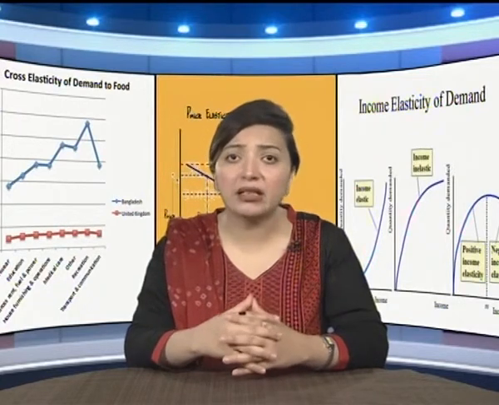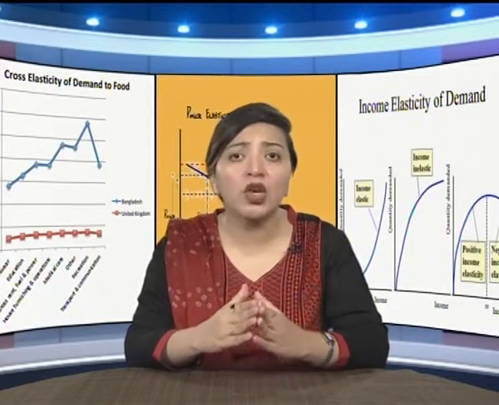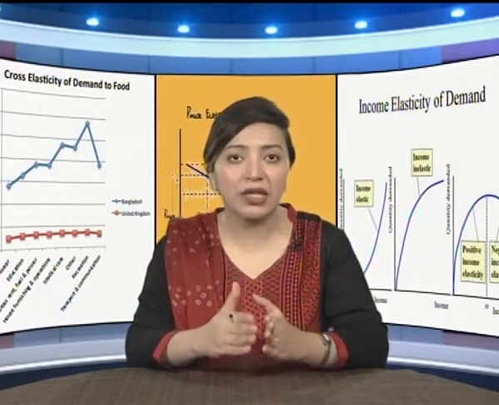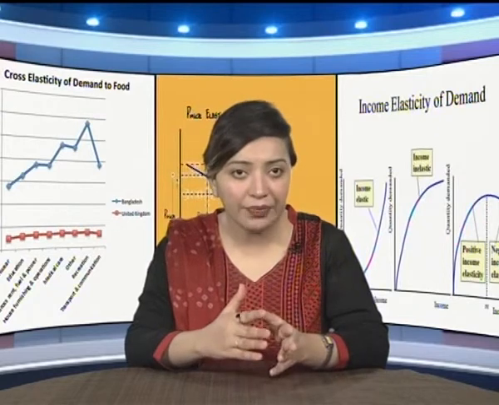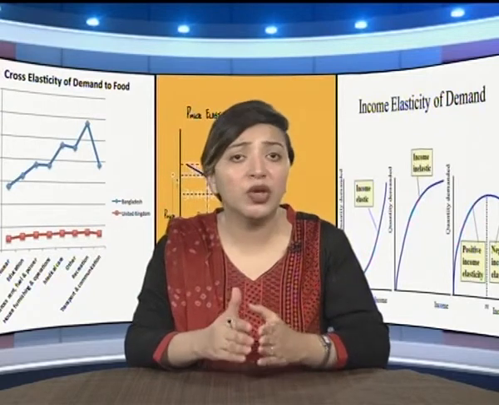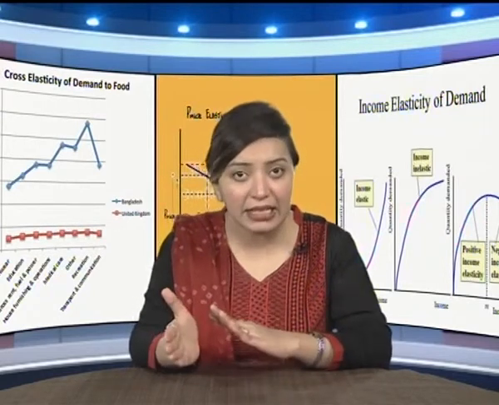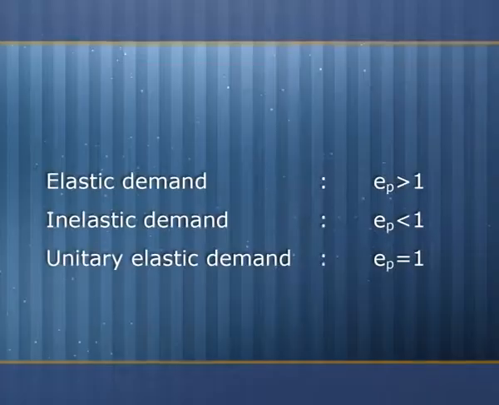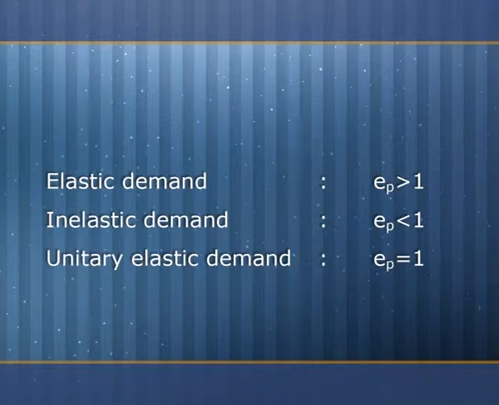It will now be clear that by inelastic demand, we do not mean perfectly inelastic, but only that the elasticity of demand is less than unity. And by elastic demand, we do not mean absolutely elastic, but that the elasticity of demand is greater than 1. Thus, elastic demand means EP is greater than 1, inelastic demand means EP is less than 1, and unitary elastic demand means EP is equal to 1.